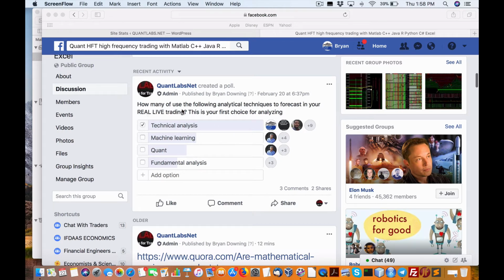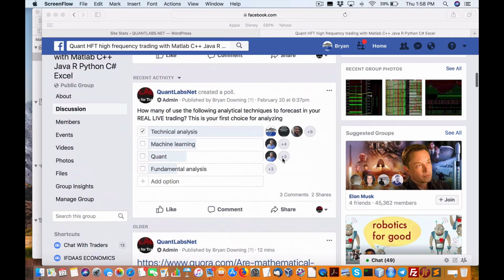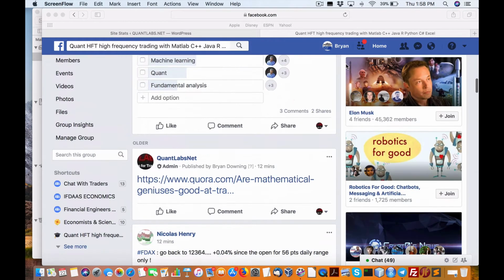The question is, how many of you use the following technical analytical techniques to forecast in your real life trading? This is your first choice for analyzing. First, technical analysis with looks like 12 responses, machine learning with 5, quant with 4, and fundamental with 3. So it looks like technical analysis is the clear winner.